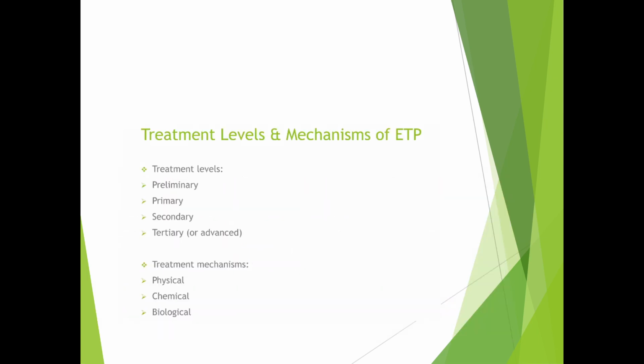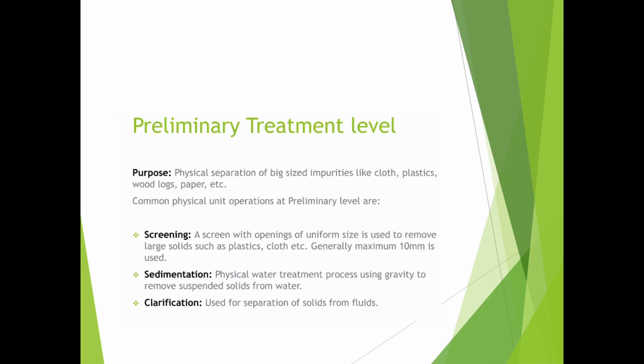We have various treatment levels, and we will have a glance over them. We have preliminary, primary, secondary and tertiary levels, and also treatment mechanisms like physical, chemical and biological. What is meant by the preliminary treatment level? It is the basic level, with physical separation of excess impurities like cloth, plastics, wood blocks, papers, etc. We will have three main steps. Screening has openings of uniform size to remove large plastics like plastic screws, etc. Depending upon the sizes, you may have sieving mechanisms where you segregate the particles based on size.